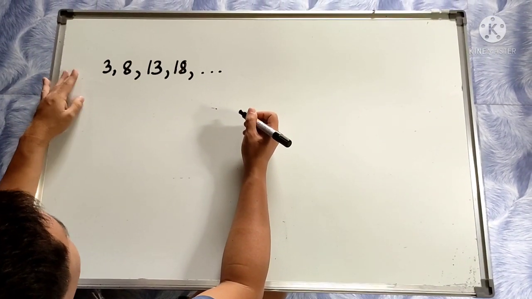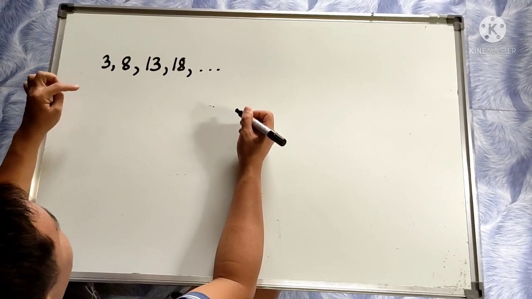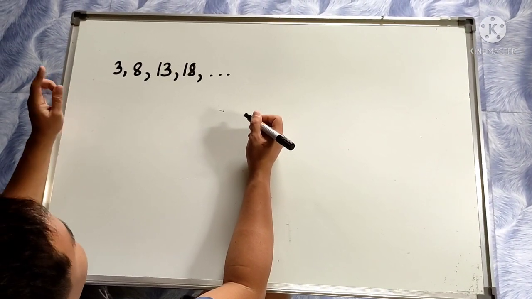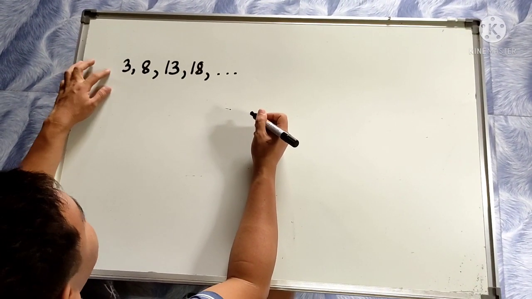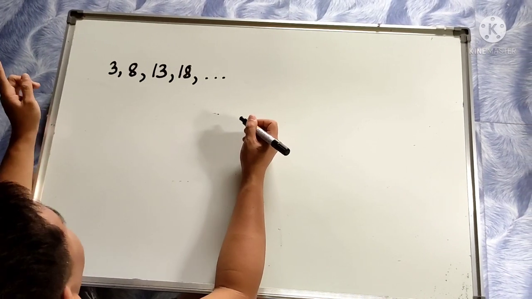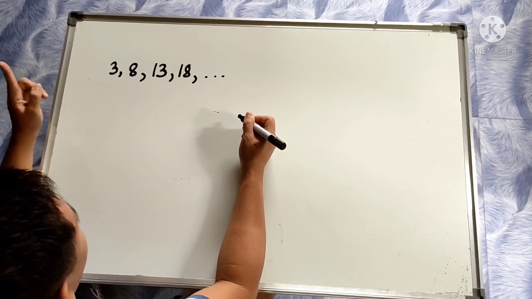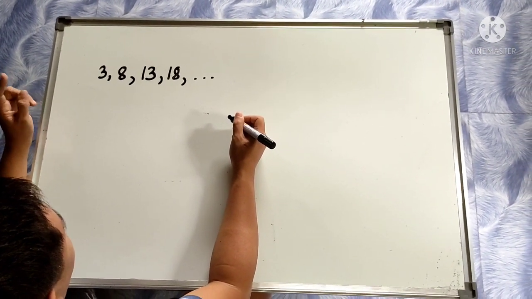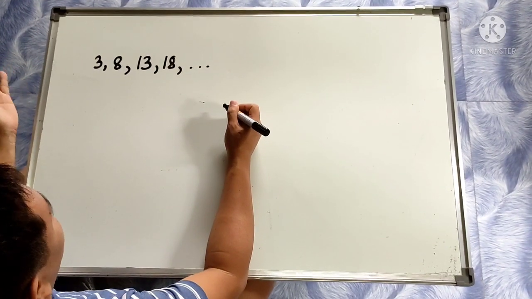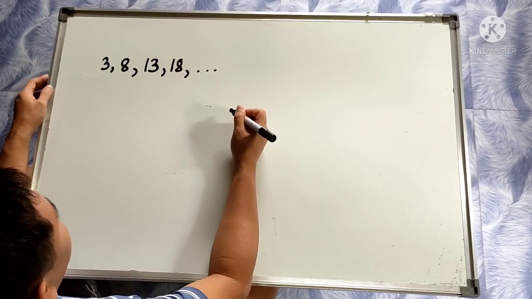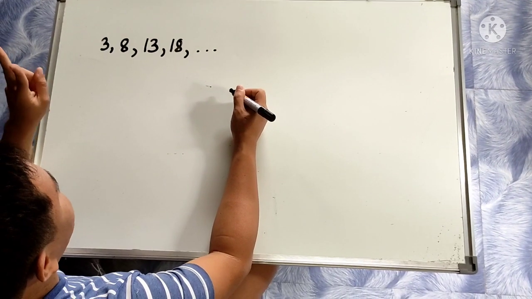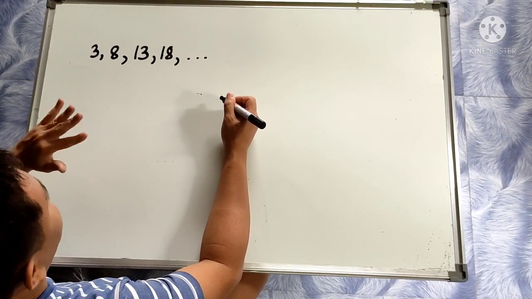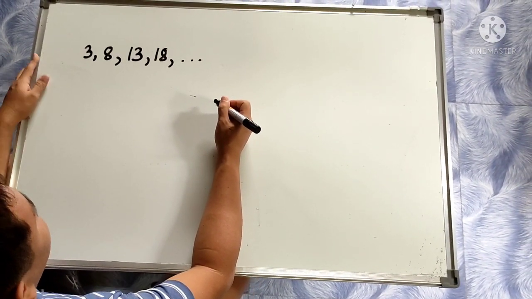Okay, let's have this example of a sequence. 3, 8, 13, 18, and so on. So this is an infinite sequence. Now the question is, is the sequence arithmetic or not? In this case, to answer the question, we need to get the differences between any two consecutive terms. And if there is a common difference, then it is arithmetic.